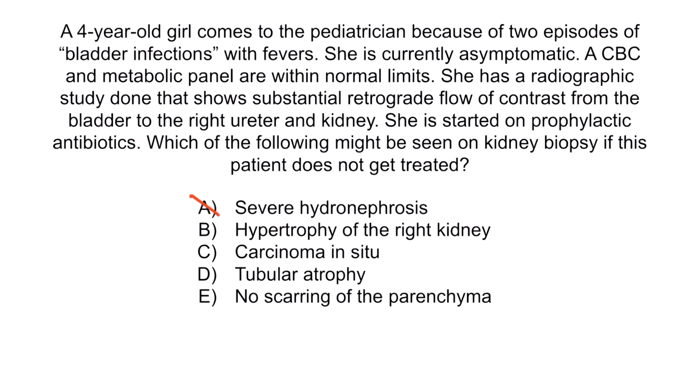A is incorrect because hydronephrosis is not a microscopic diagnosis. Remember that we were specifically asked what would be seen on kidney biopsy. B is incorrect because the damaged kidney would not be hypertrophic. It would be scarred and atrophic. C is incorrect because the presentation of recurring infections leads us to chronic pyelonephritis. We aren't given any evidence that should make us suspicious of kidney cancer. E is incorrect because we would expect scarring. So again, the correct answer is D, tubular atrophy. And that concludes this section.